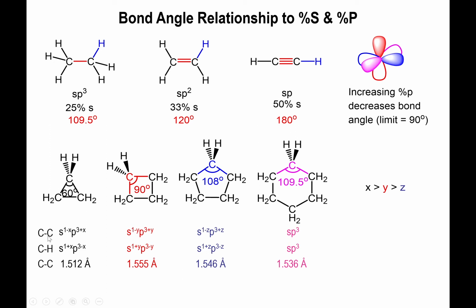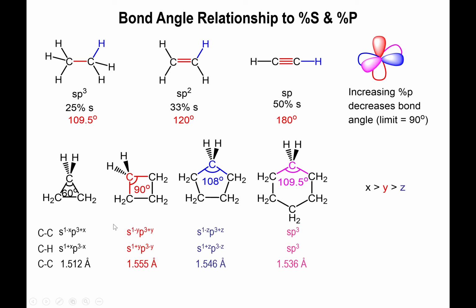But focusing on the carbon-carbon bond, we see that the amount of s content is less in the triangular structure than the square, which itself is less than the pentagonal, which itself is less than the hexagonal structure. So you have less s content, and if your s content goes down, the bond length increases. So looking at the trend here, the s content from left to right is going to go up.